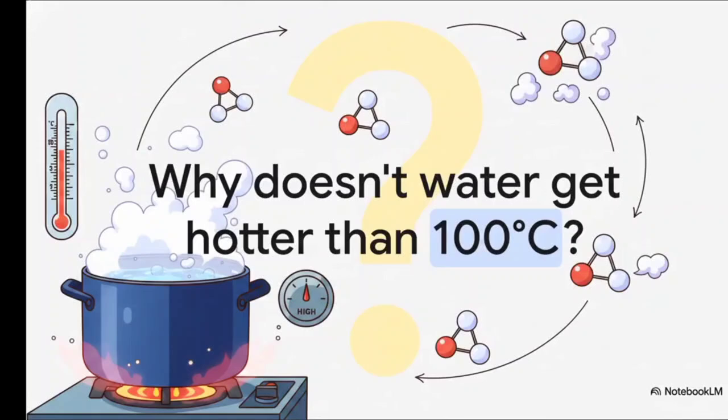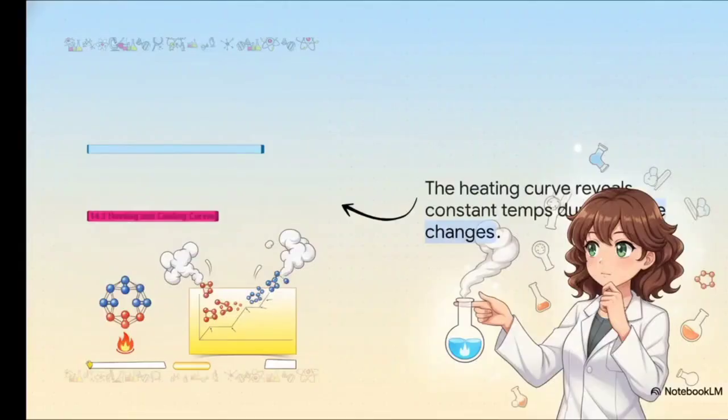Picture this. You have a pot of water on the stove. You turn the burner on high, the water heats up, hits 100 degrees Celsius, and starts boiling vigorously. But no matter how long you leave that stove on, or how high you crank that dial, the liquid water itself simply will not get hotter than 100 degrees. Why is that? I mean, where is all that extra heat from the stove actually going if it's not raising the temperature? Well, the answer lies in the heating and cooling curve.